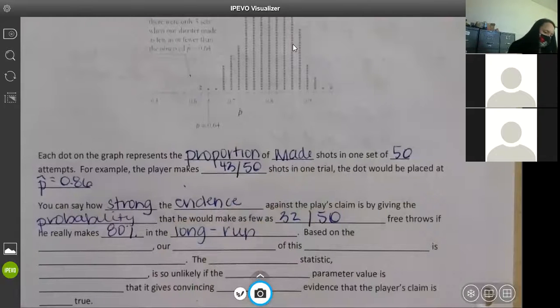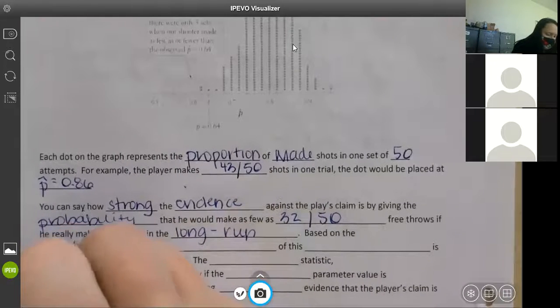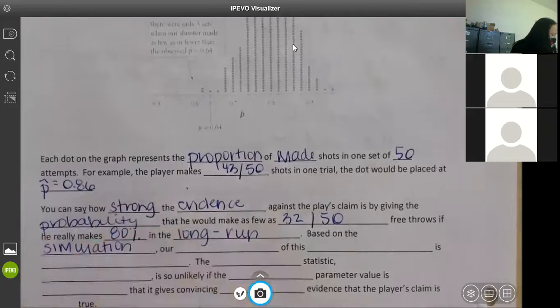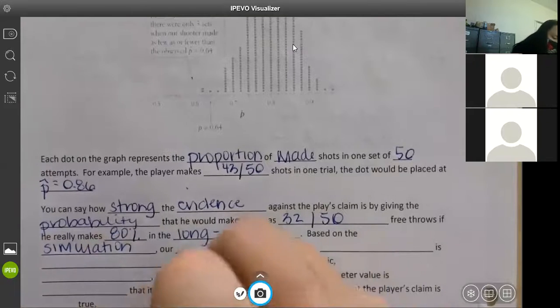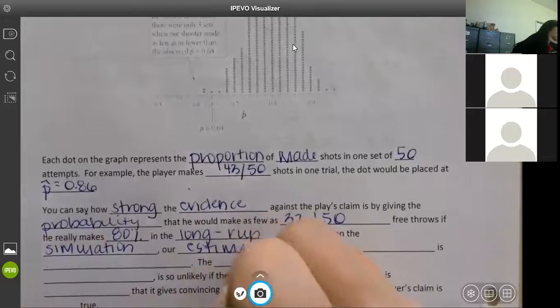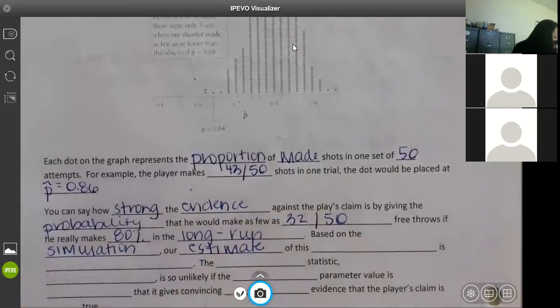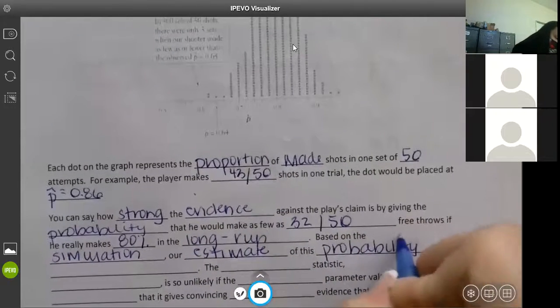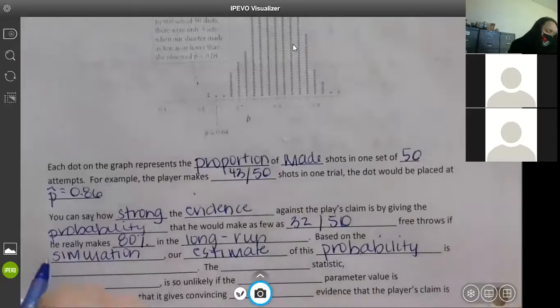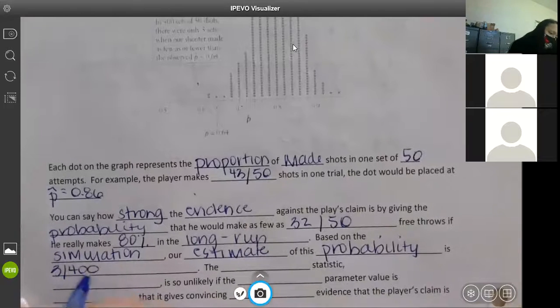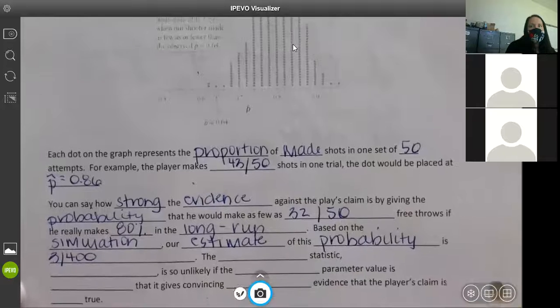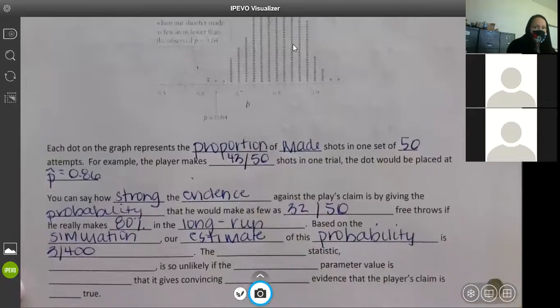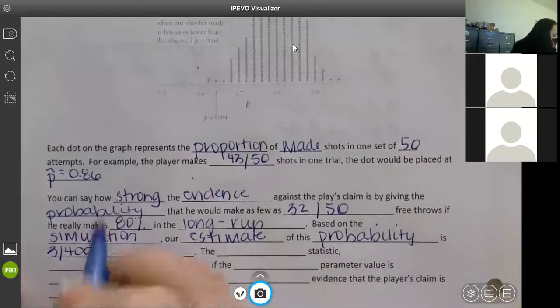So based on the simulation, our estimate of this probability is 3 out of 400, which is equal to 0.0075.